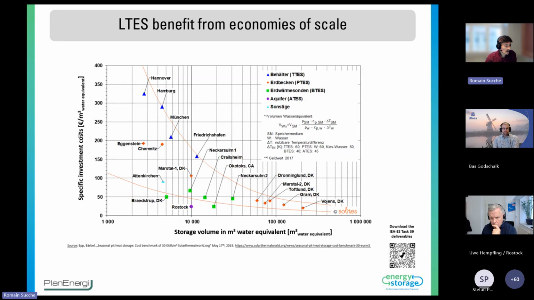I would also like to note that those costs are not necessarily up to date, because it's a fairly old reference, and inflation has played a role since then. But it's just to give you an overall idea about the dynamic and the economy of scale that LTES would benefit from.